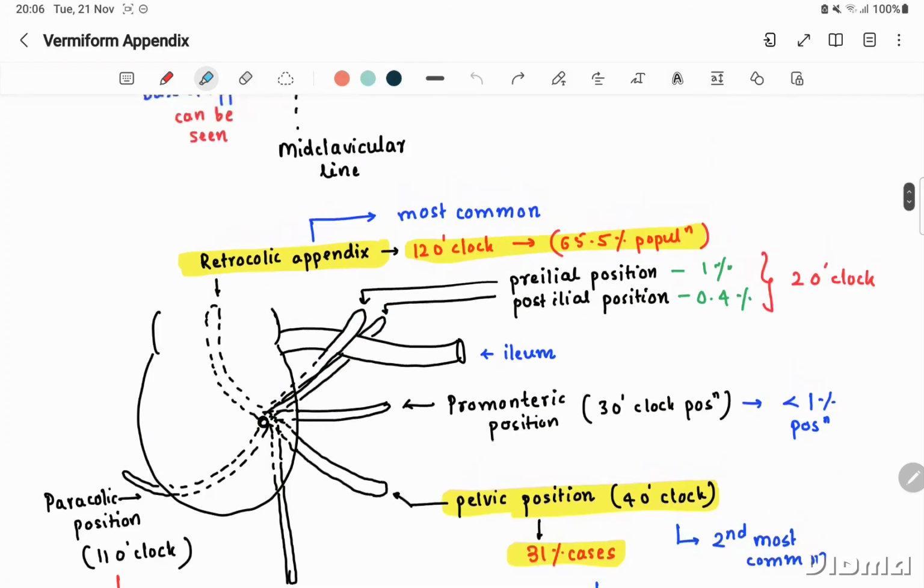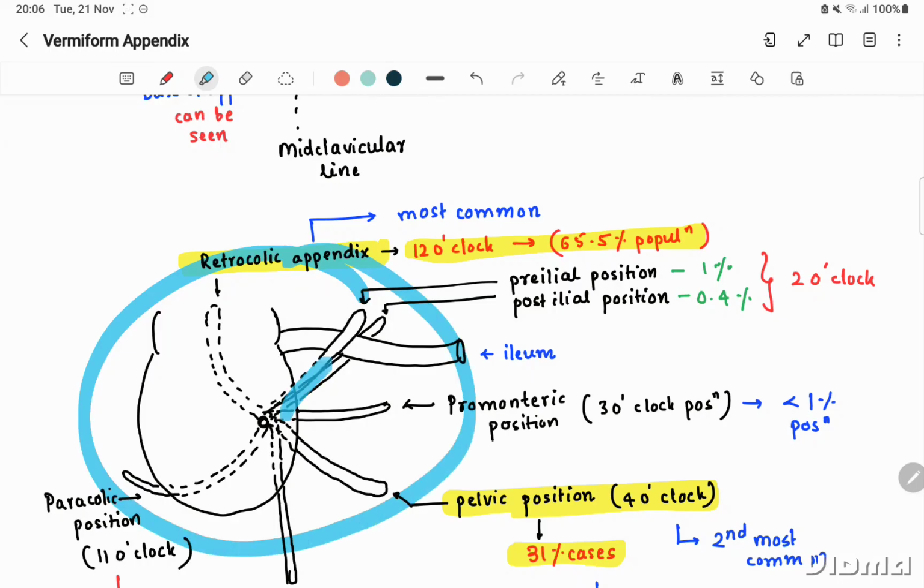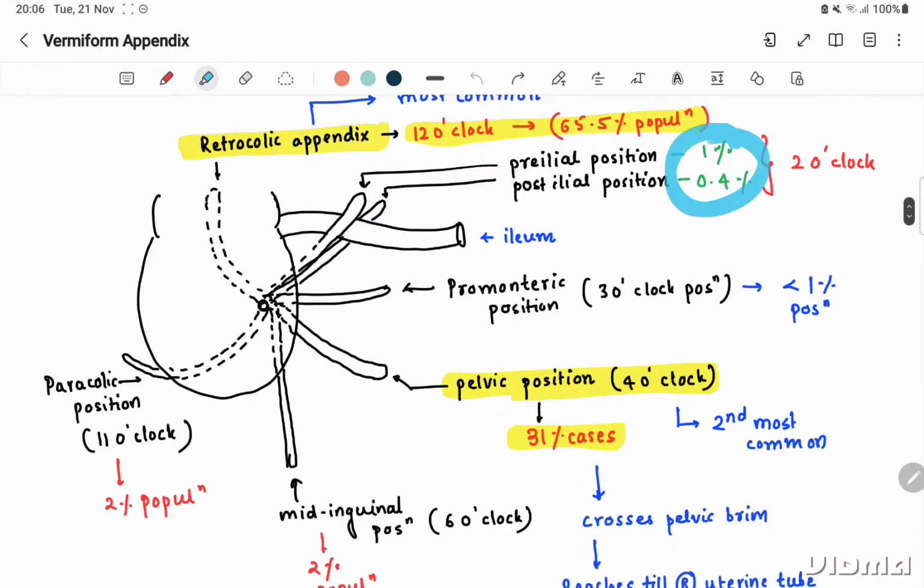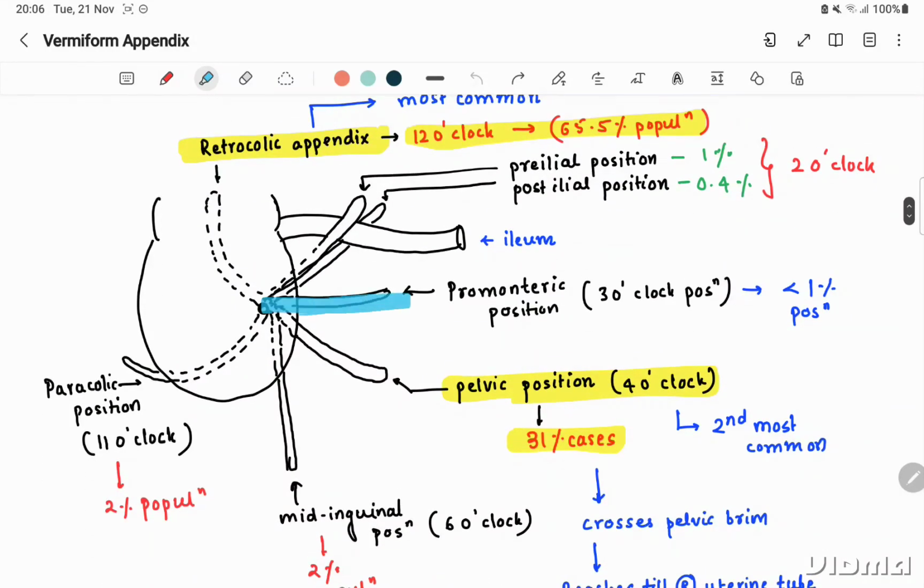Pre-ileal and post-ileal positions, pre-ileal in 1% and post-ileal in 0.4%, and this is called the 2 o'clock position. Just imagine a clock here, this will be pointing towards 2. So it is called the 2 o'clock position, very less chances. Then we have the 3 o'clock position. This is also called the promontoric position. In less than 1% of the population it is present.